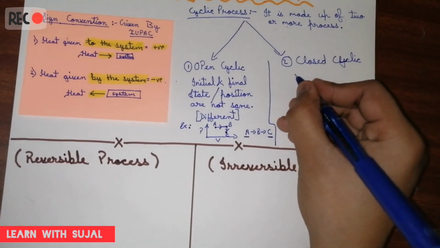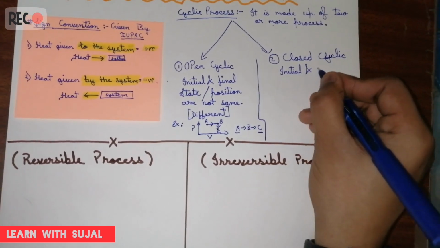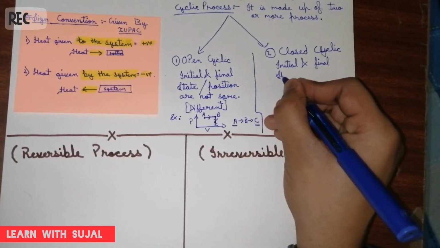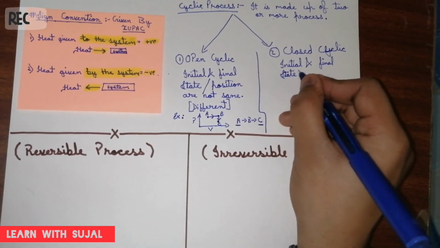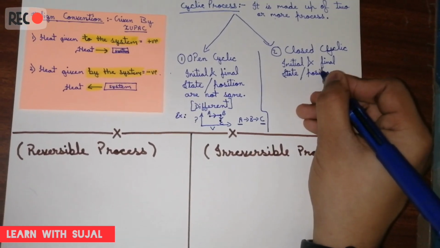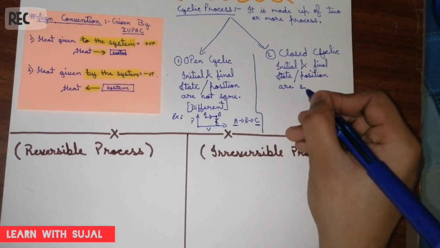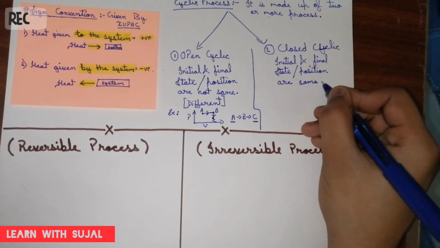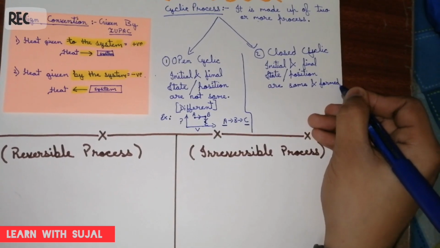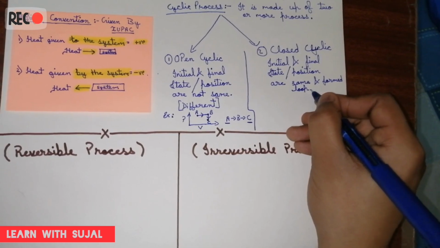And in the closed type, the initial and final state or position are the same and form a loop. You will ask, what do you mean by loop? Now I am telling you what a loop is.